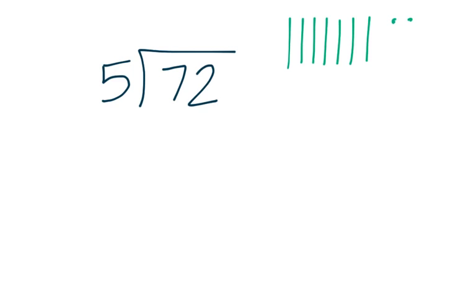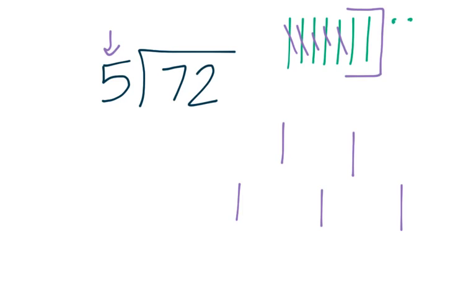Here we have 72. I represented it with 7 tens and 2 ones. My divisor is 5. It's telling me how many groups I need to split 72 into. I'm going to split it into 5 groups. So I'm going to take my tens and I'm going to split them into 5 groups. Now, when I do that, I have 2 tens that I have not used. In order for me to use those 2 tens, I'm going to need to change them and regroup them into ones, because I can't take these 2 tens and split them up anymore into my groups.